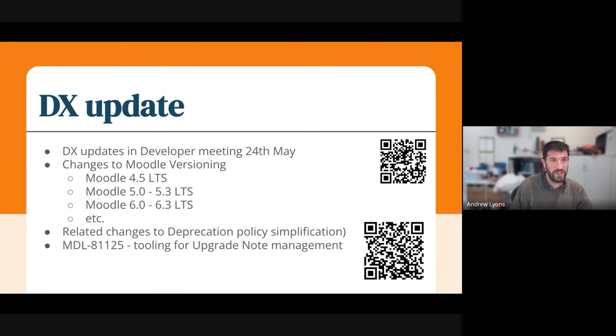Just a reminder again that we did announce a change to Moodle's versioning. So Moodle 4.5 will be the last of the old versioning format. After Moodle 4.5, we will have Moodle 5.0. And that will go through to Moodle 5.1, 5.2, and ending on Moodle 5.3 LTS before we go to Moodle 6.0 and so on and so forth.